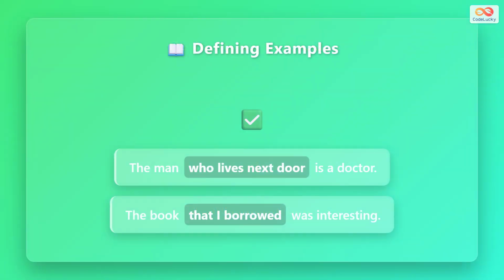Here are some examples of defining relative clauses. Notice how the clauses provide crucial information about the subject. For example, in the sentence, "The man who lives next door is a doctor," the clause, "who lives next door" identifies which man we are talking about.